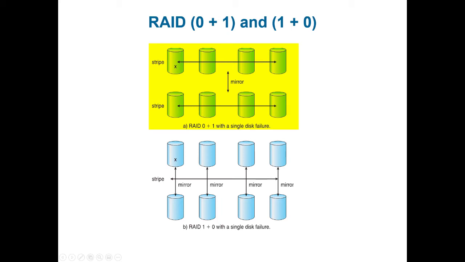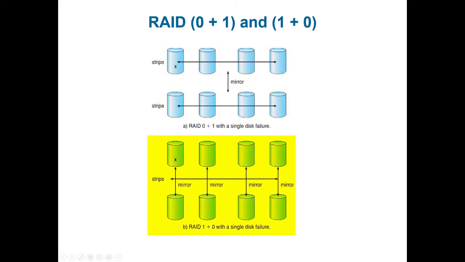If a single disk fails, it wipes out the entire stripe set, but the system can keep on functioning using the remaining set. However, if a second disk from the other stripe set now fails, then the entire system is lost, as a result of 2 disk failures.